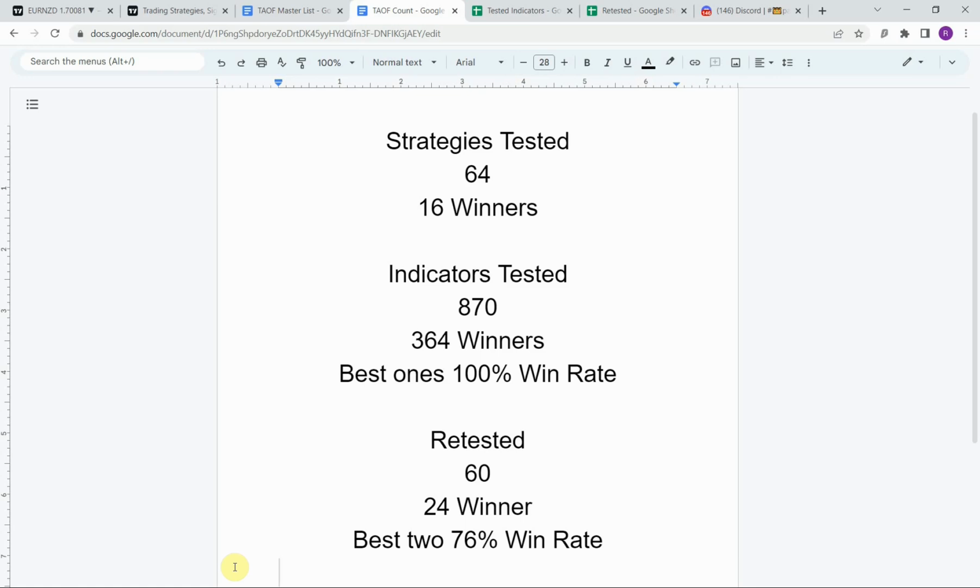Now you need to go back and watch those videos to understand the context of how they were able to achieve that. So go back and watch those videos and see what you can get out of those winning indicators. We've also retested in the advanced testing 60 of the winning indicators. 24 of them have been able to maintain the winning status, the best to a 76% win rate. Now keep in mind that we test most of these strategies and indicators on the Forex and crypto market, but they can be applied to just about any market and time frame universally.